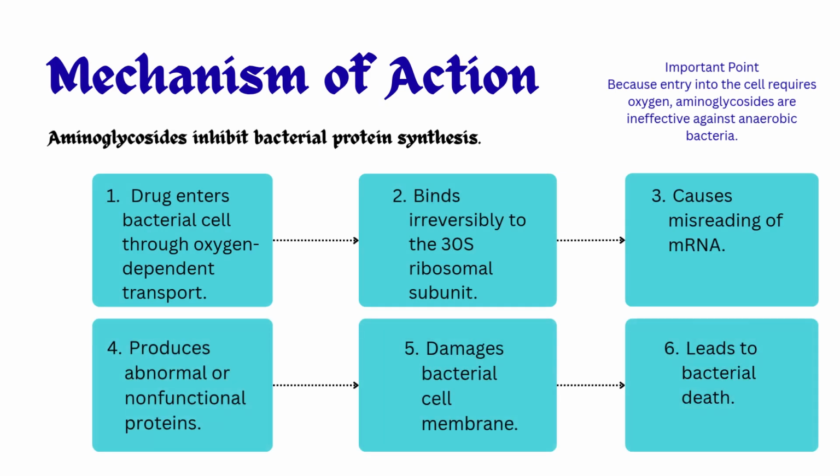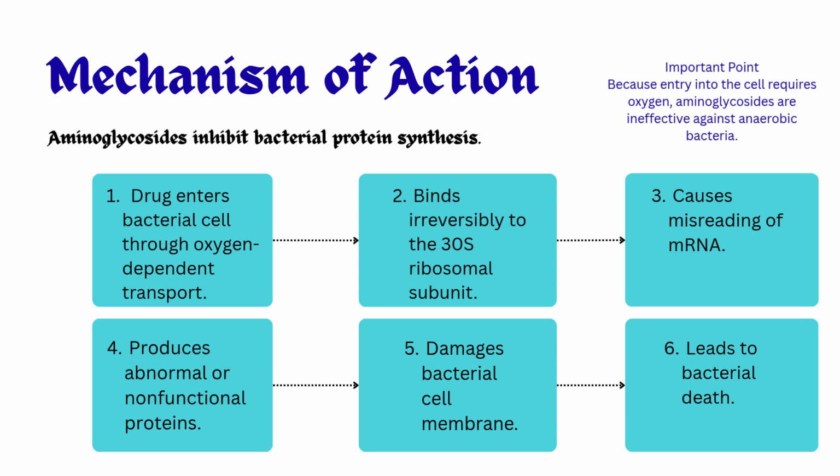Aminoglycosides exert their antibacterial effect by inhibiting bacterial protein synthesis. However, unlike many other protein synthesis inhibitors, aminoglycosides are bactericidal, meaning they kill bacteria rather than merely stopping their growth. Let's understand the mechanism step by step. Step 1. Entry into the bacterial cell. First, the aminoglycoside molecule enters the bacterial cell through an oxygen-dependent active transport system. Because this transport requires oxygen, aminoglycosides are ineffective against anaerobic bacteria.